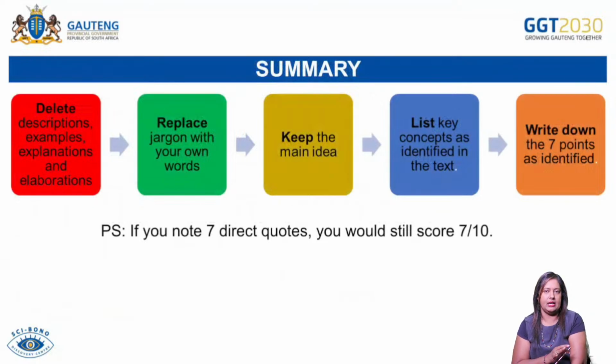So again, here I'm saying, if you're that learner who is struggling and you can't put things into your own words, then I'd say to you, quote the 7 points and then know that if any of those points are incorrect, you won't be credited for it. But if they are all correct, you'll get your 7 out of 10 without a language mark being given for quoting.